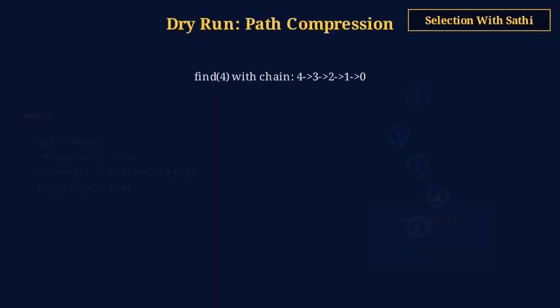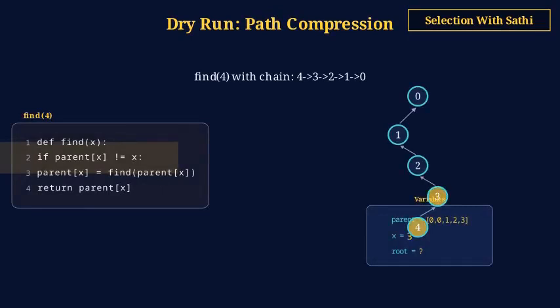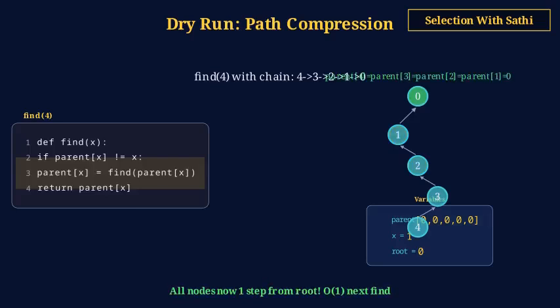Now let us detect a cycle. Graph has edges 0 to 1, 1 to 2, and 2 to 0. Process edge 0 to 1, find 0 gives root 0, find 1 gives root 1. Different roots, so union them. Process edge 1 to 2, find 1 gives root 0 now, find 2 gives root 2. Different roots, union them. Process edge 2 to 0, find 2 gives root 0, find 0 gives root 0.